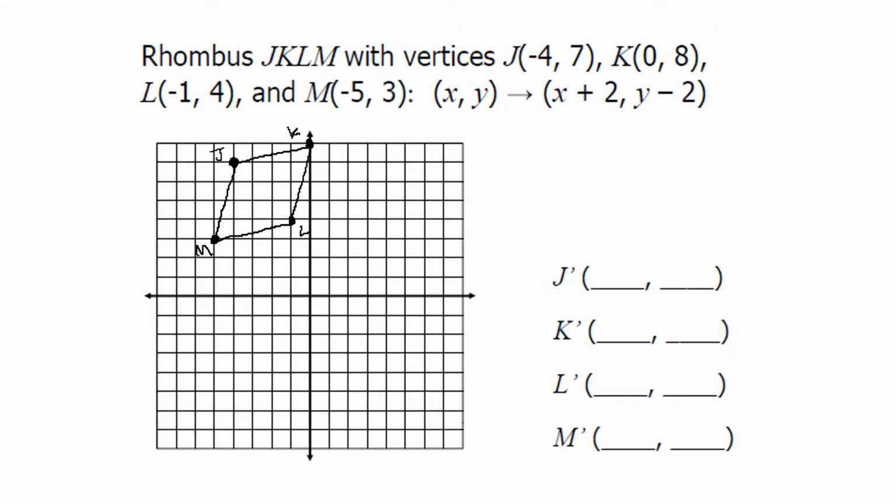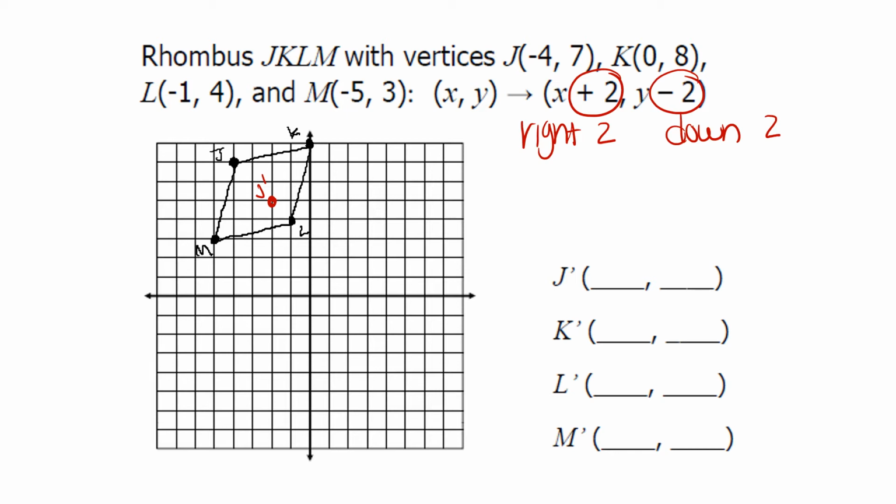Rhombus JKLM with vertices J, -4, 7, K, 0, 8, L, -1, 4, and M, -5, 3. Again, the rhombus has already been graphed for you. We are just going to change the points to their new locations. We start with a +2, which means we're going to go right 2. Then we have a -2, which is going to be down, so down 2. So we're going to start with J. We're going to go right 2 and down 2, and we're going to label it J prime.